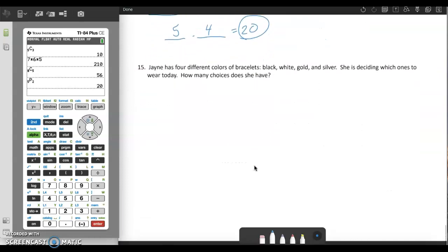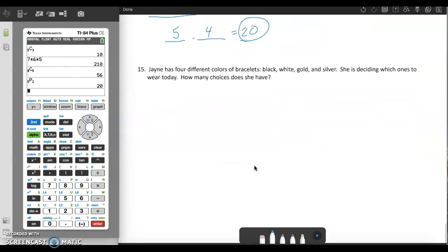Okay, and the last question for this note sheet says, Janie has 4 different colors of bracelets, black, white, gold, and silver. She is deciding which ones to wear today. How many choices does she have? Okay, so in this one, what I notice is that there are 4 different choices that need to be made. She's got a black bracelet, a white, a gold, and a silver. So I'm going to use those first letters as my labels here.